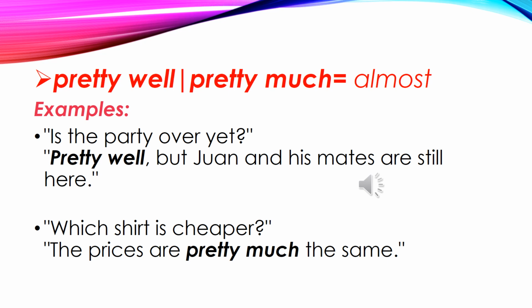The second example we have, which shirt is cheaper? Which shirt is cheaper? The prices are pretty much the same. The prices are pretty much the same, or we can use the prices are pretty well the same, or the prices are almost the same. All these phrases are synonyms. Pretty well, pretty much, or almost, but most of the time we have pretty much or pretty well, which means almost.